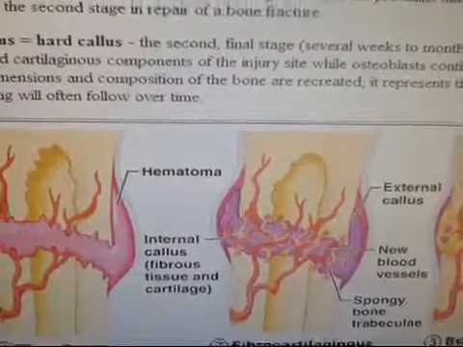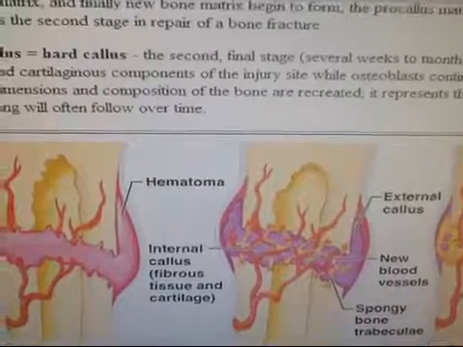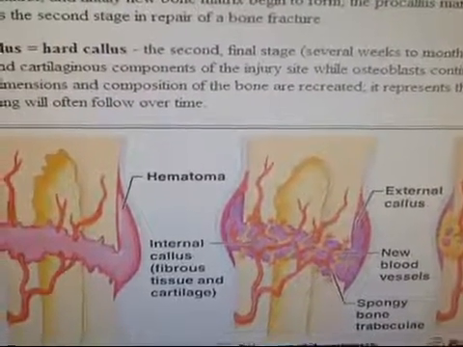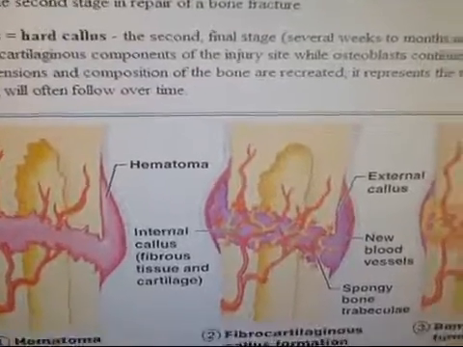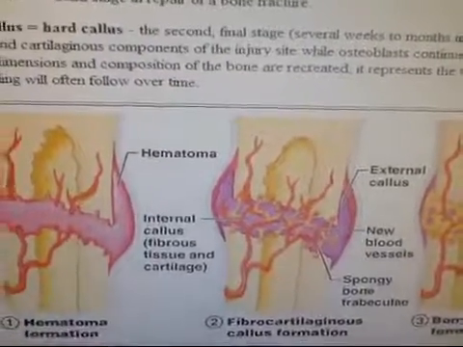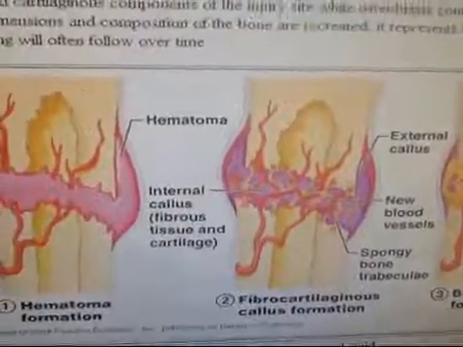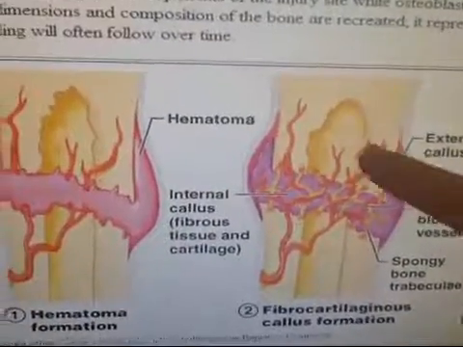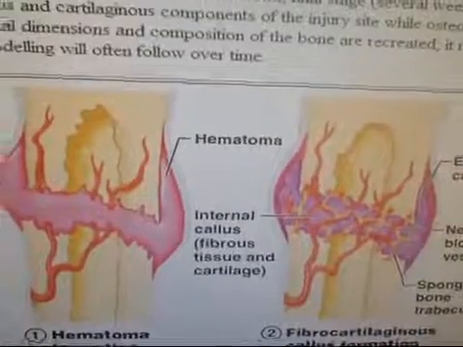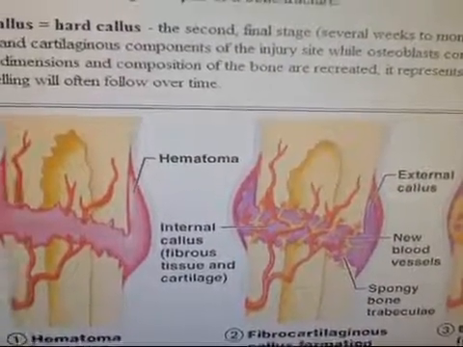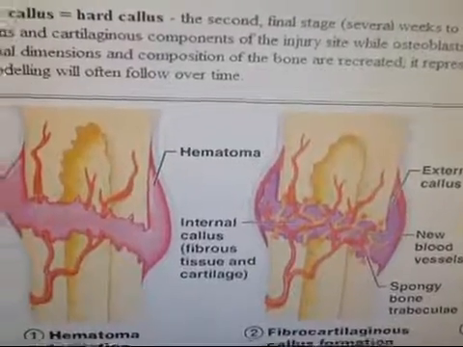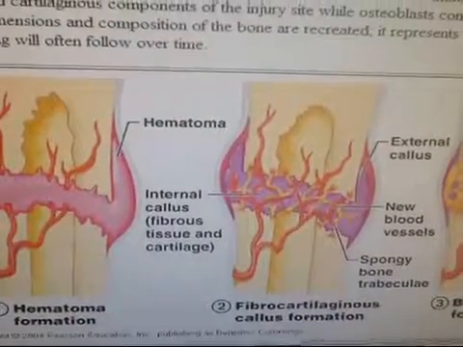Now chondroblasts move in. This would be step 7. When the chondroblasts come in, they bring in the cartilage, so they secrete cartilage matrix, and now the cartilage is secreted into this area. So now we not only have fibers connecting the two areas, but we also have cartilage connecting those two areas. This is now called a fibrocartilaginous callus.